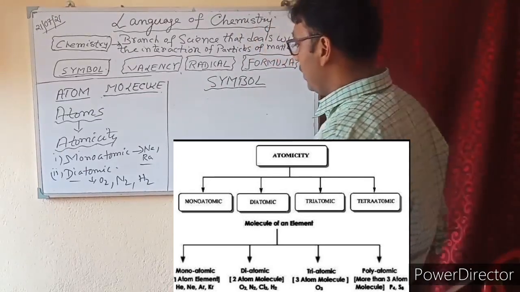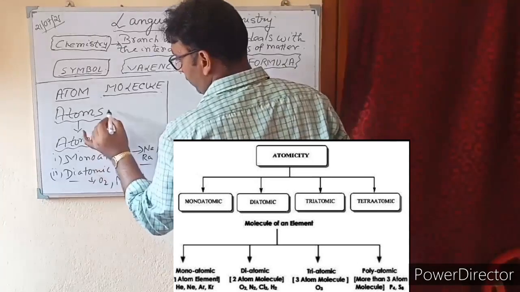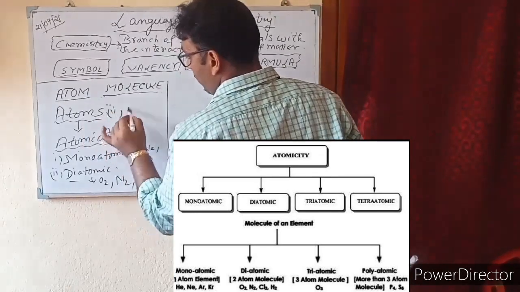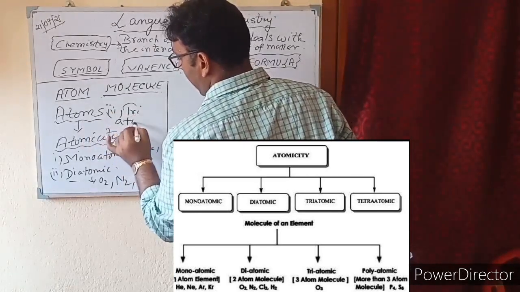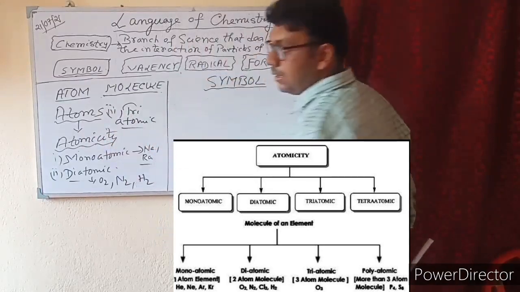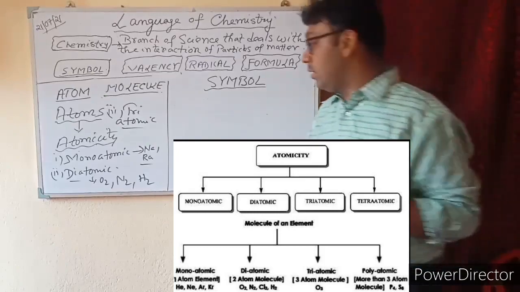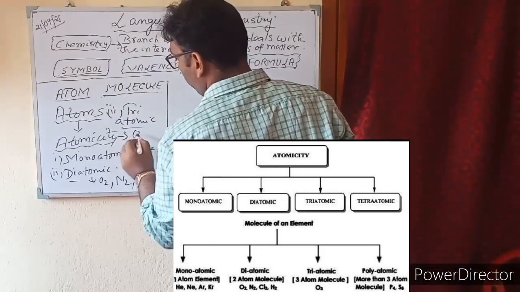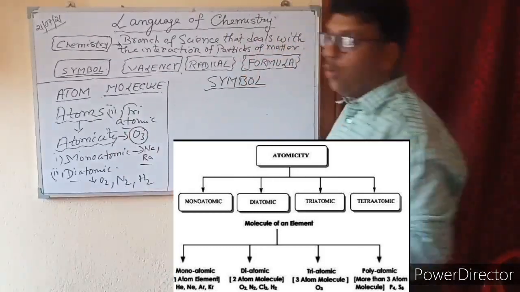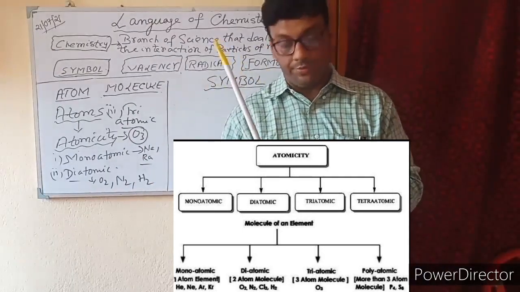Next, number three, triatomic. That means the molecule is made up of three atoms. Example, O3, that is ozone.